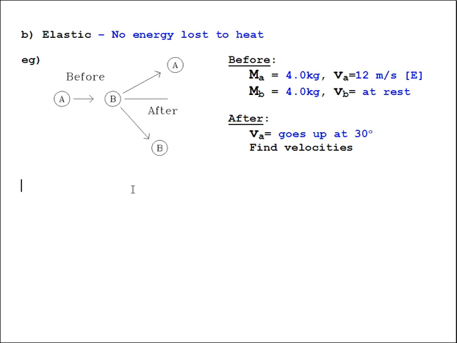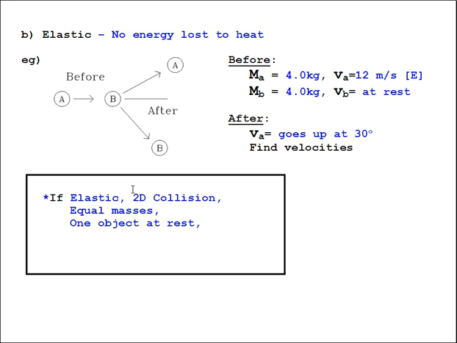This is the only elastic 2-dimensional collision that I would ever give you. It's pretty specific. It says if it's elastic, you're told it's elastic, and it's 2-dimensional. You can see that happening. And they're equally massive. And one object is at rest. That's a lot of ifs, right? 4 ifs. But if all of those things are true, then this always happens. Those objects always leave each other at 90 degrees.